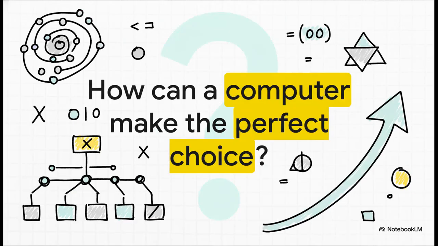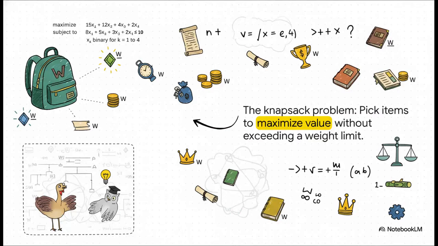So, it all boils down to this one question. How can a machine, something that only thinks in numbers, navigate a world of complicated, interconnected decisions to find the single best way forward? Well, the answer is surprisingly elegant. Let's start with a classic puzzle that mathematicians just love. It's called the knapsack problem.